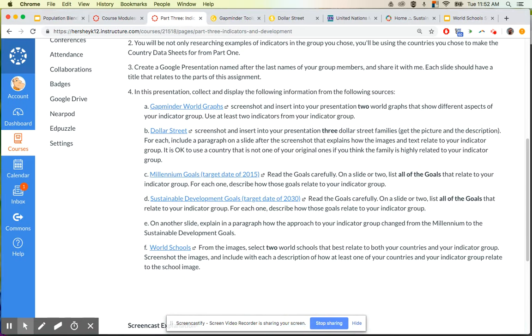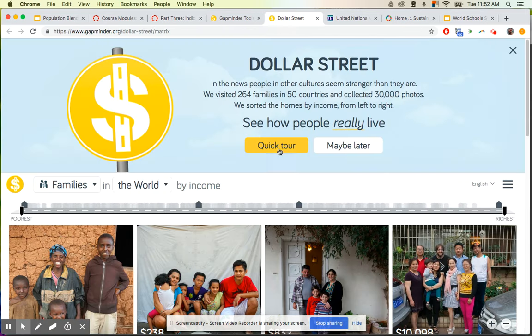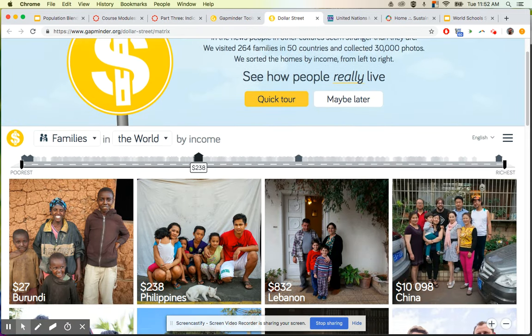Secondly, you're going to use Dollar Street, which is related to the Gapminder also. So you're going to screenshot and insert in your presentation 3 Dollar Street families. Get the picture in the description. For each, include a paragraph on a slide after the screenshot that explains how the images and text relate to your indicator group. So on Dollar Street, basically you can take a quick tour if you want.